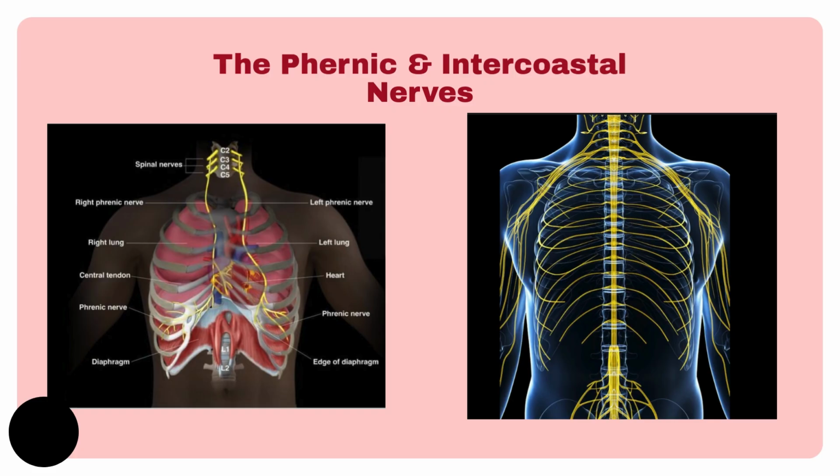Okay, this is a picture. As you can see what's in yellow, the phrenic nerve runs from the C3, C4, C5 down to the diaphragm, which causes it to contract, telling the person to breathe. In this other picture, you can see the intercostal nerves, which run close to the intercostal muscles of the ribs.